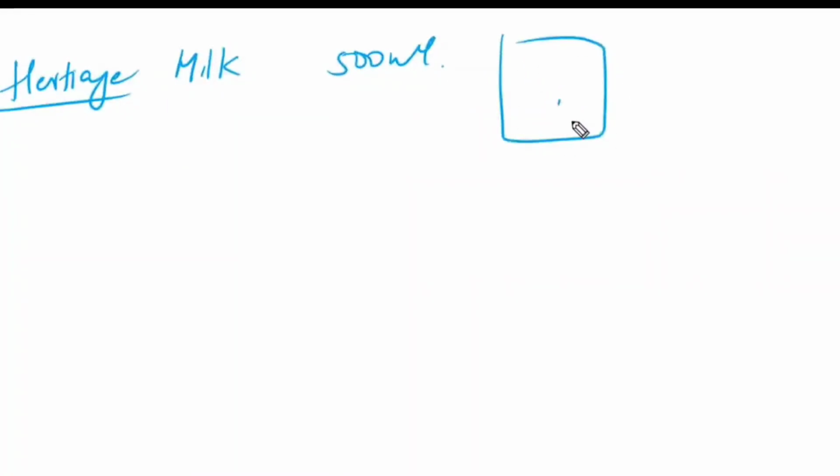Now, if you go with the Heritage example, as I have told you, you are having Heritage milk packets. On that, they have written 500 ml, whether it is toned milk or full cream milk, whatever it is. One milk packet, they have denoted 500 ml. And you have to check what their assumption is.